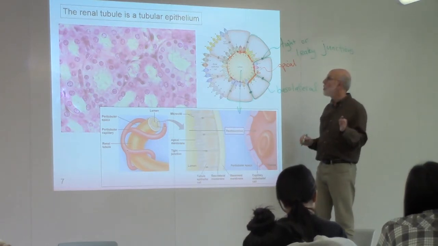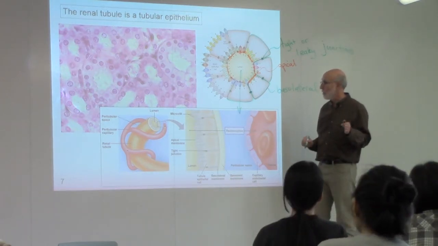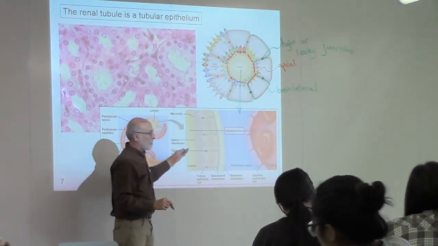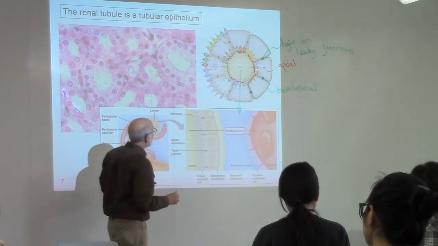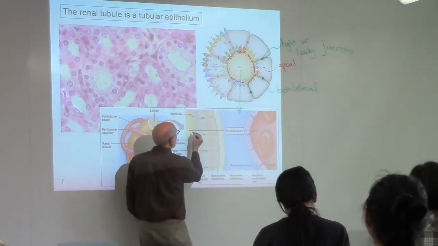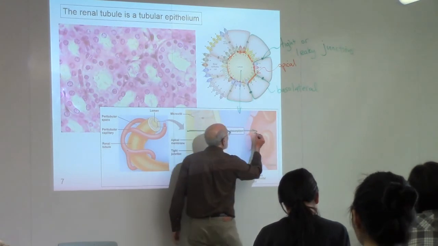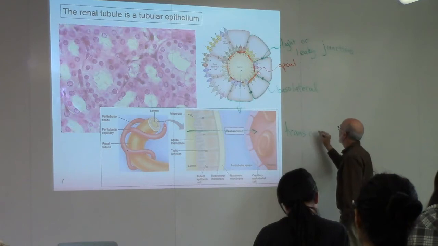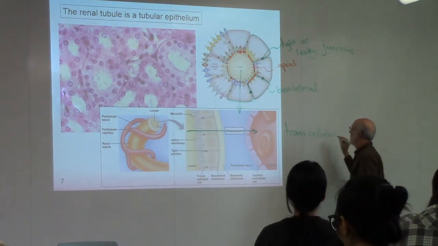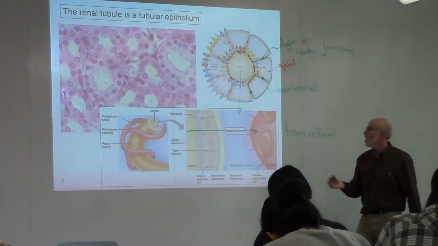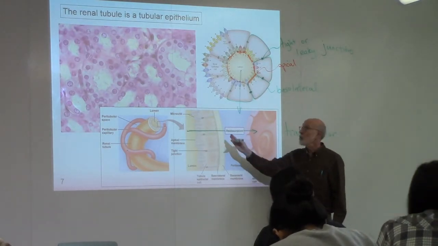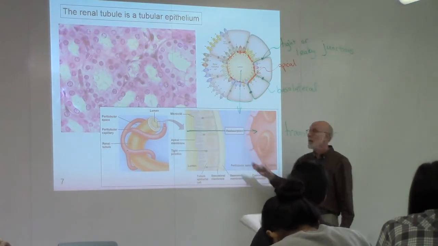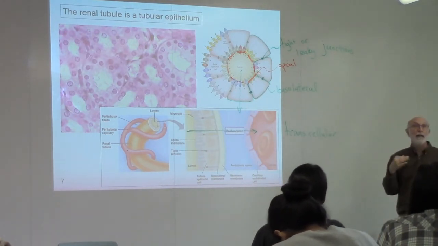I want to introduce two more words. Let me introduce two more words down here. There can be reabsorption like this, which we would call transcellular. Through the cells, through the epithelial cells, through the apical membrane and through the basolateral membrane. Transcellular is going through the epithelial cells.